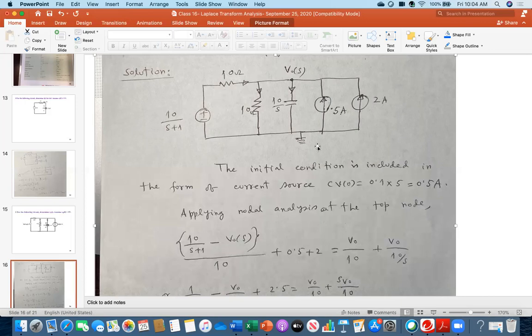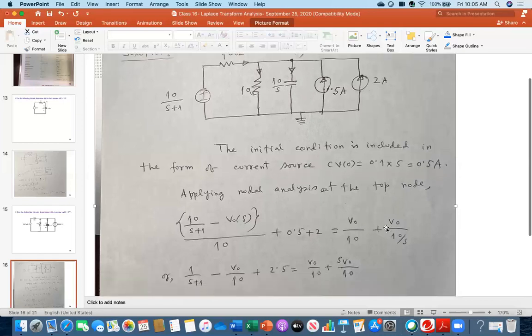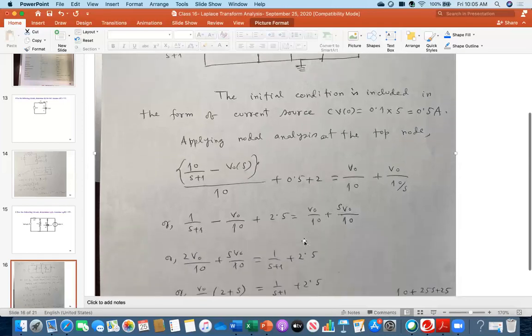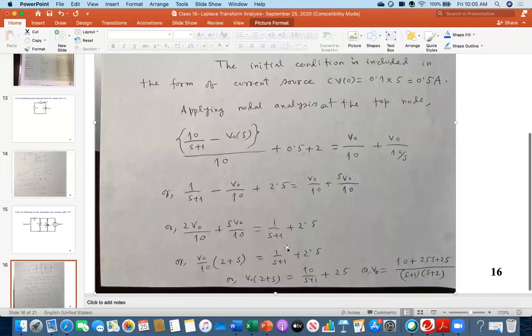So that current plus this 0.5 going there, and this 2, equals the leaving current. What is that? V naught over 10, plus, what is the current here? V naught over 10 over S. So this is just the KCL, Kirchhoff's current law. And then I am simplifying, see all the calculation. Finally, I got V naught.